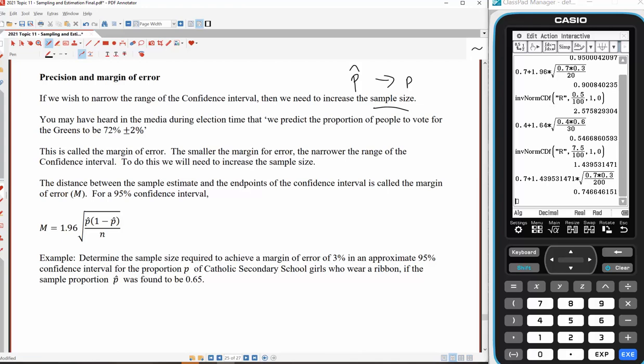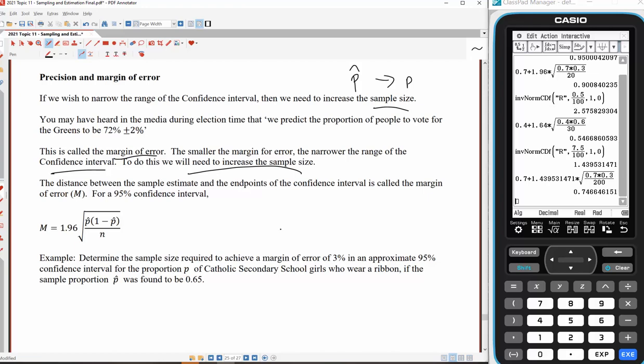So you may have heard in the media during election time, we predict the proportion of people who will vote for the Greens to be 72% plus or minus 2%. So it's called the margin of error. The smaller the margin of error, the narrower the range of the confidence interval. And to get a smaller margin of error, we need to increase the sample size. The distance between the sample estimate and the endpoints of the confidence interval is called the margin of error.